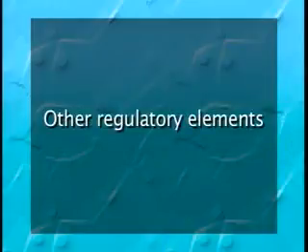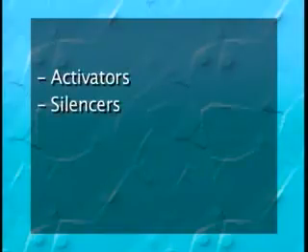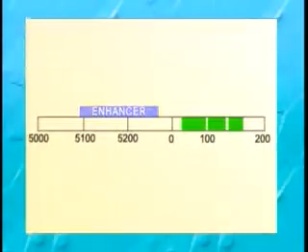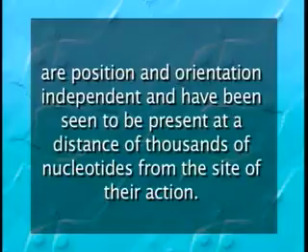Other regulatory elements. In addition to promoter, other regulatory elements such as the activators, silencers, and enhancers are found in eukaryotic gene. The function of these elements is to regulate the level of gene expression. The enhancers are the sequences that raise the gene expression level to many folds. Thus, enhancers are position and orientation independent and have been seen to be present at a distance of thousands of nucleotides from the site of their action.